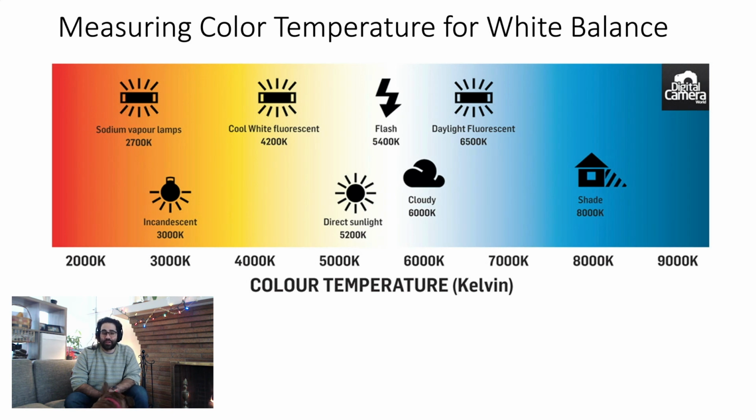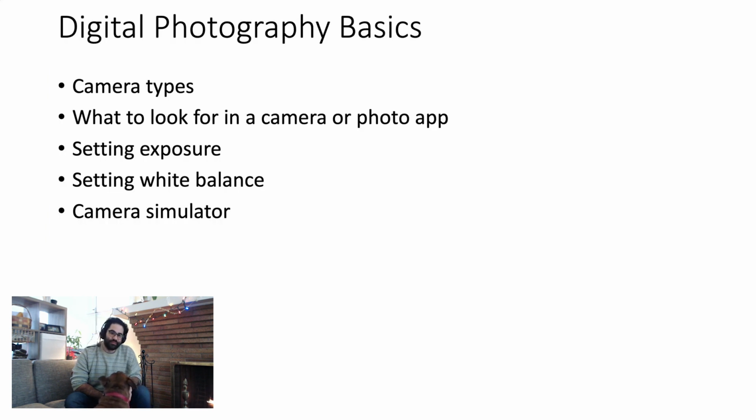Color temperature is measured in kelvins. You can see on the chart here that incandescent lights are a warm orange at about 3000 Kelvin, while a camera flash is white at about 5400 and shade is blue at 8000. Your camera may have a white balance setting that uses icons like these or simply the Kelvin number. Okay, those are the basics of digital photography.